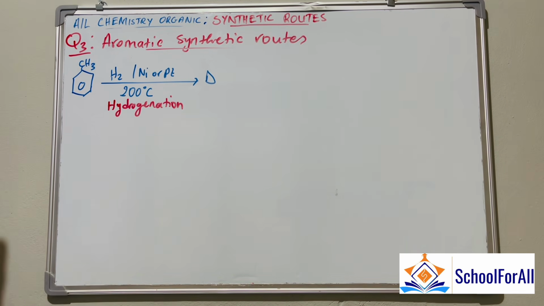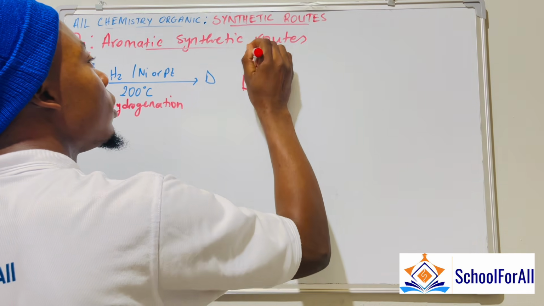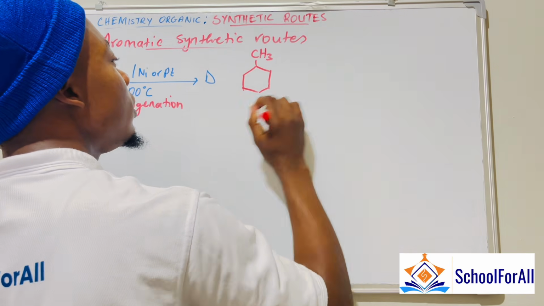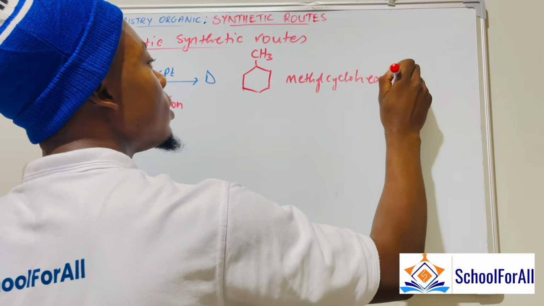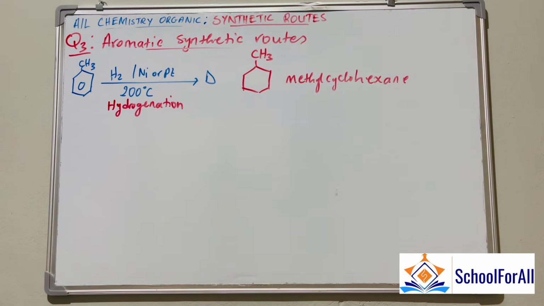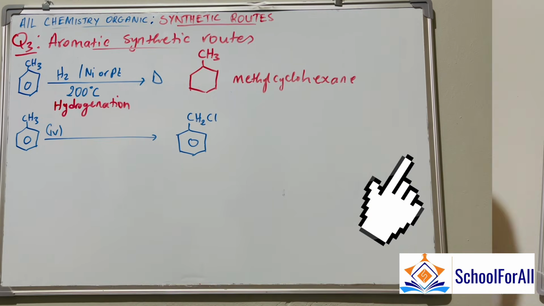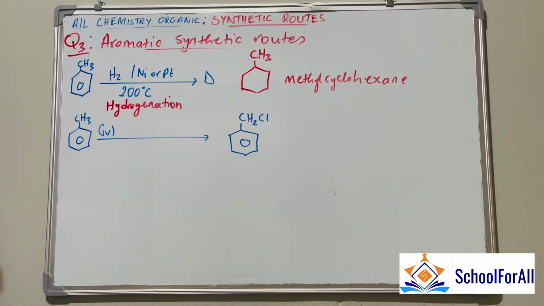But now in benzene, if we add hydrogen at a very high temperature, I will completely remove the unsaturation and create a saturated molecule. So here I will convert my benzene ring into a cyclohexane ring. In this case, I will have this compound, which is methyl cyclohexane. So when you perform the hydrogenation of a benzene ring, you will obtain methyl cyclohexane.